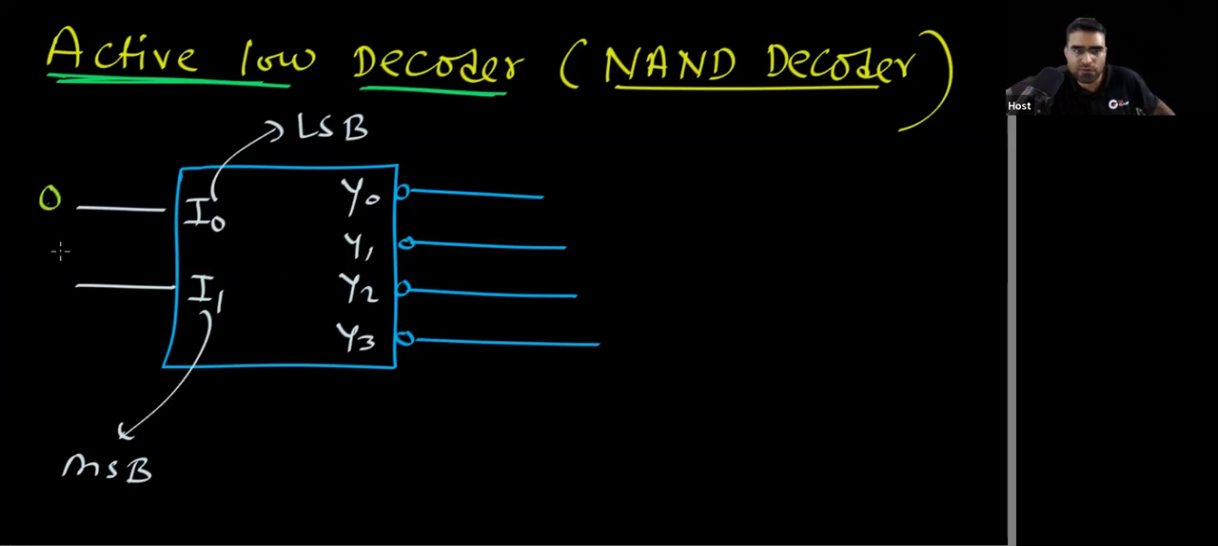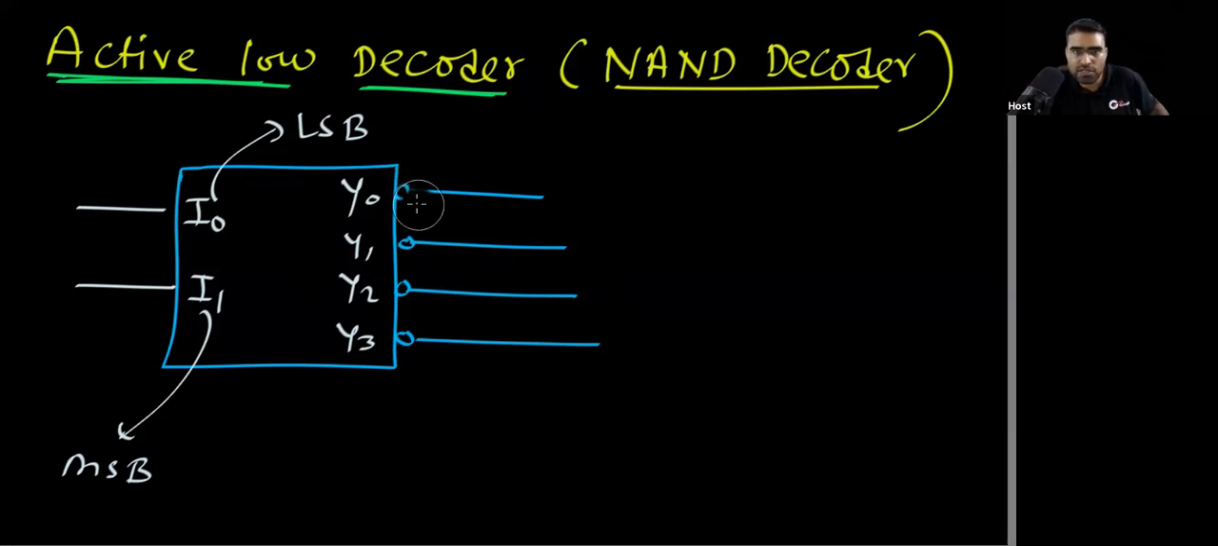If I apply, for example, MSB 0 and LSB 1, in this situation this line will be activated. This will become 0, all other will become 1. Similarly, if I apply this one, this line will become activated, this will become 0, all other will become 1. And finally, if I apply 1, 1, then this will be 0, all other will be 1. So this is the functionality of active low decoder, remember?